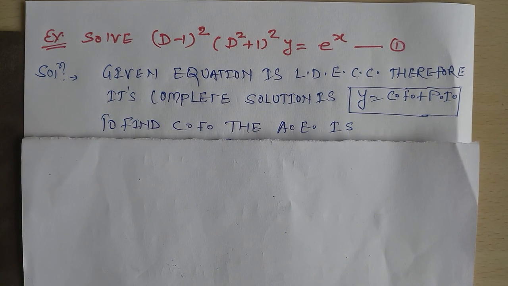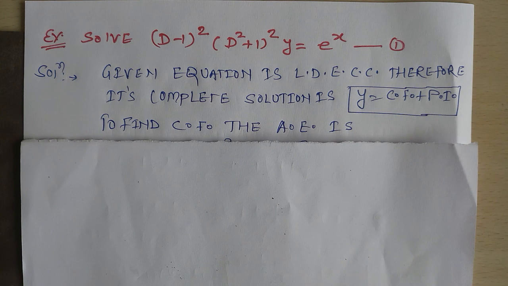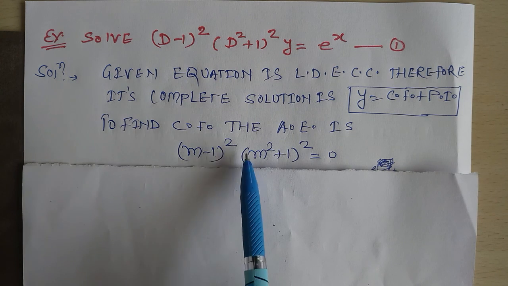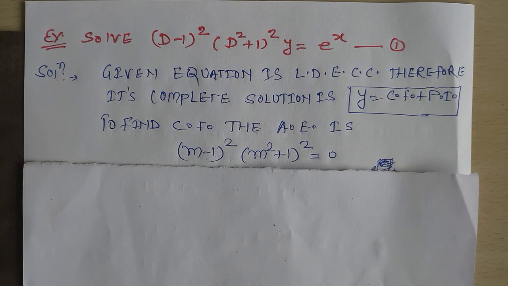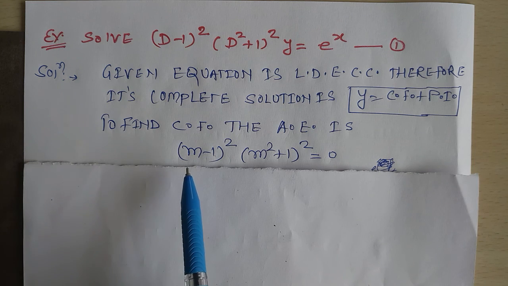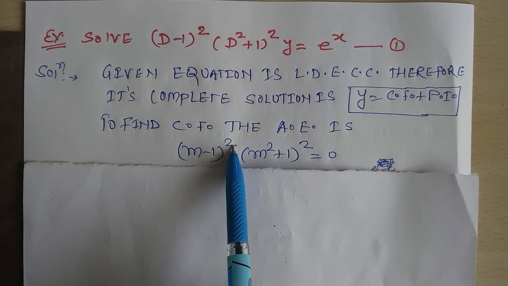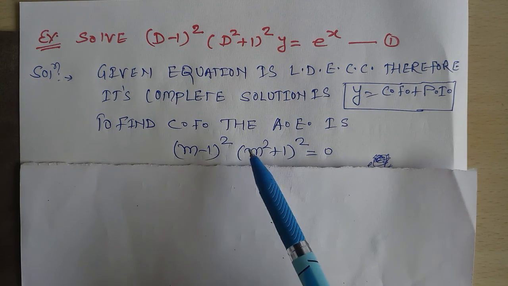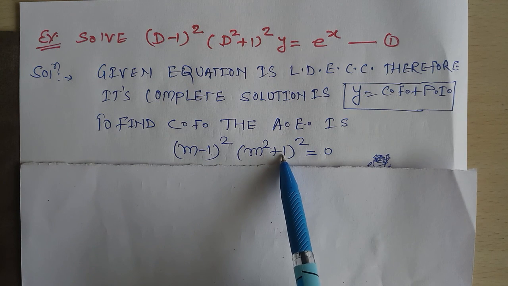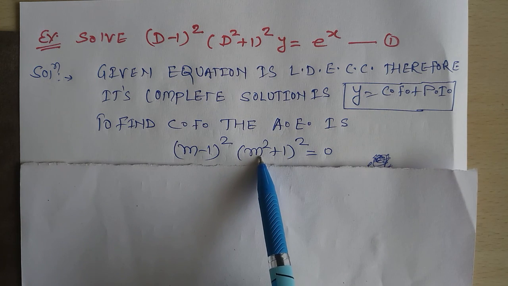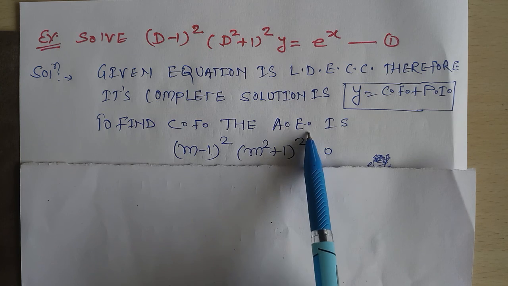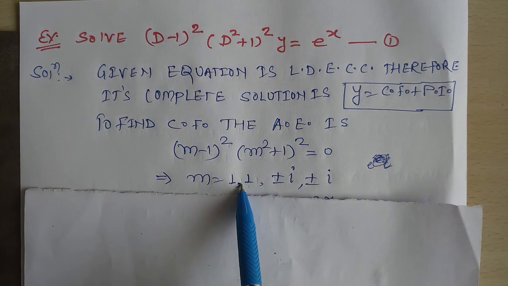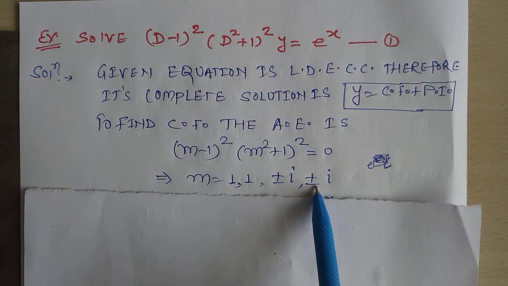So to find the complementary function, the auxiliary equation is (m minus 1) whole square into (m square plus 1) whole square. From here we get m equal to 1, 2 times, because (m minus 1) into (m minus 1) gives m equal to 1 and 1. And here m square plus 1 is 0, then we get m equal to plus minus i, 2 times. So the roots are 1, 1, plus minus i, plus minus i.